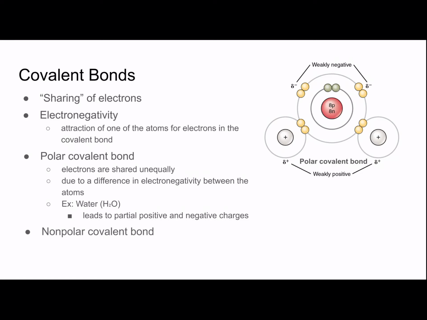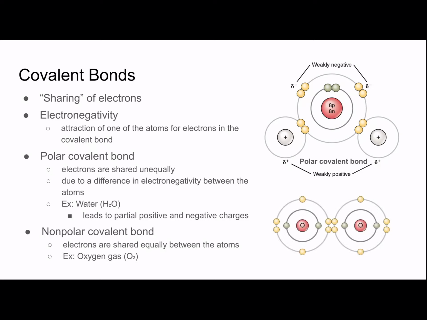And there's also nonpolar covalent bonds, so that's the opposite, right? Electrons are being shared equally between the atoms. An example is oxygen gas. As you can see in the picture, there's no partial negatives, no partial positives, because the electrons are shared equally between the two oxygen atoms. And that's a nonpolar molecule.